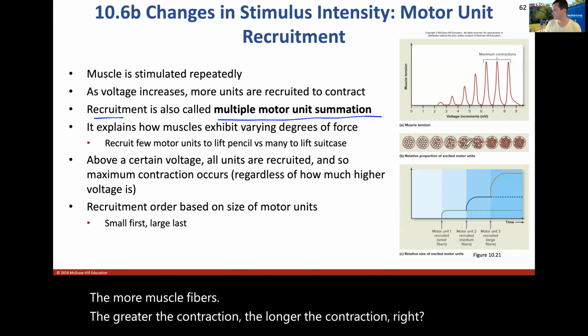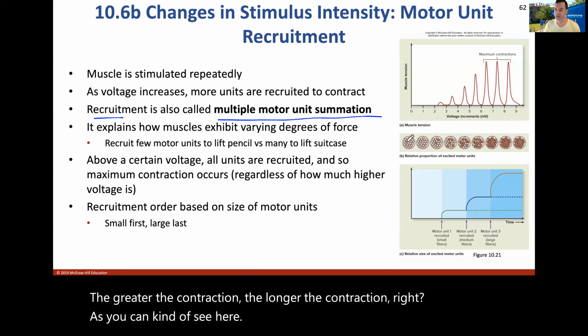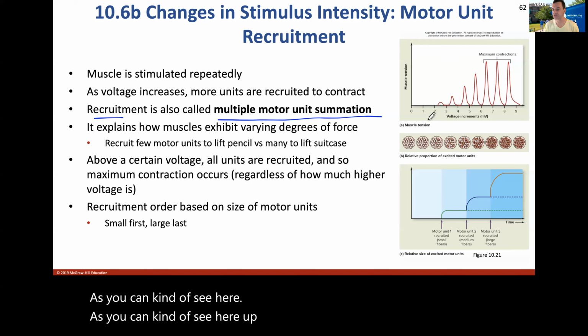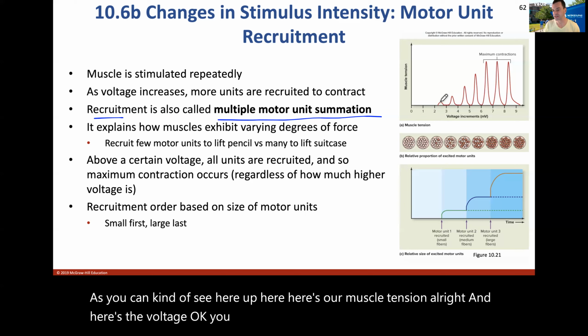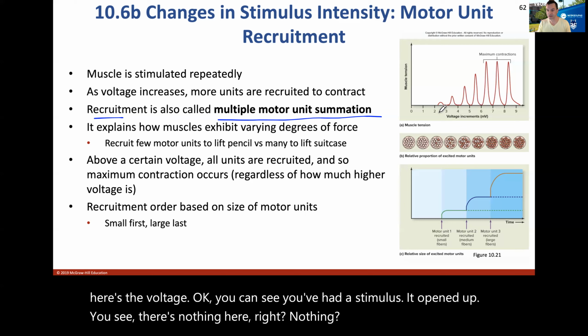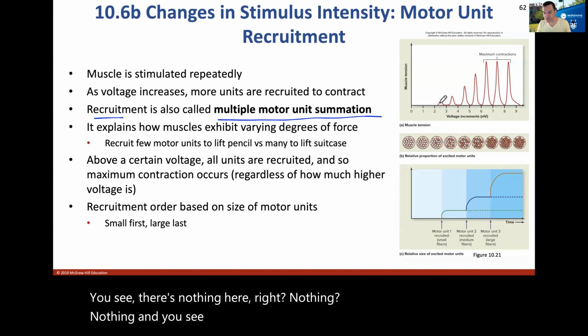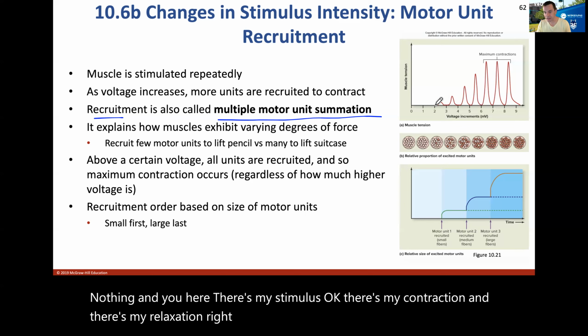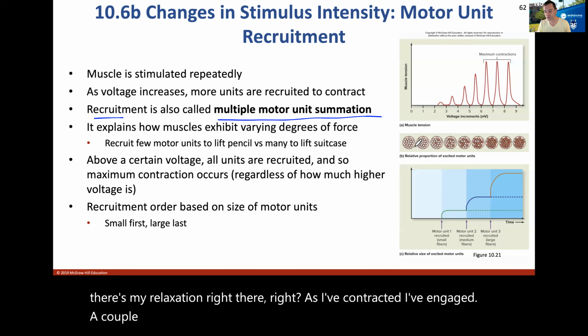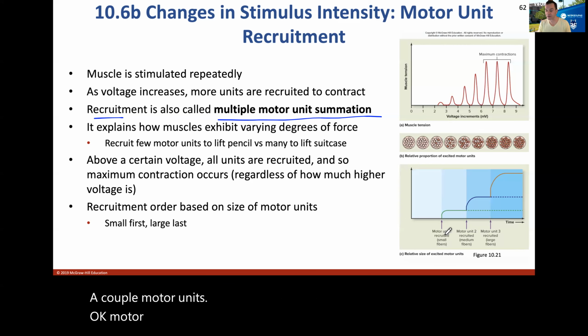As you can kind of see here, up here, here's our muscle tension, all right? And here's the voltage, okay? You can see I've had a stimulus, it opened up, you see there's nothing here, right? Nothing, nothing. And you see here, there's my stimulus, okay? There's my contraction and there's my relaxation right there, all right? As I've contracted, I've engaged a couple motor units, okay? Motor unit 1, right there, has been recruited. We always recruit small motor units first.